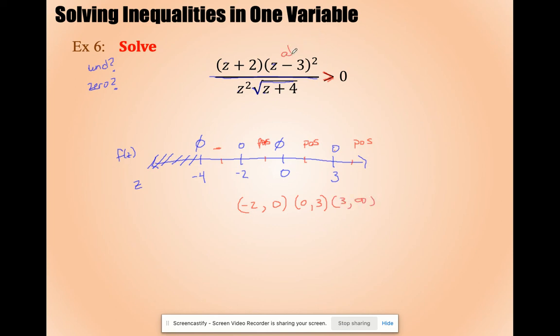Remember, this is always positive because I'm squared. This is always positive because I'm taking the square root of legal numbers. This is always positive, right? So in reality, the only thing I had to worry about was, when was this linear factor negative? Before -2.